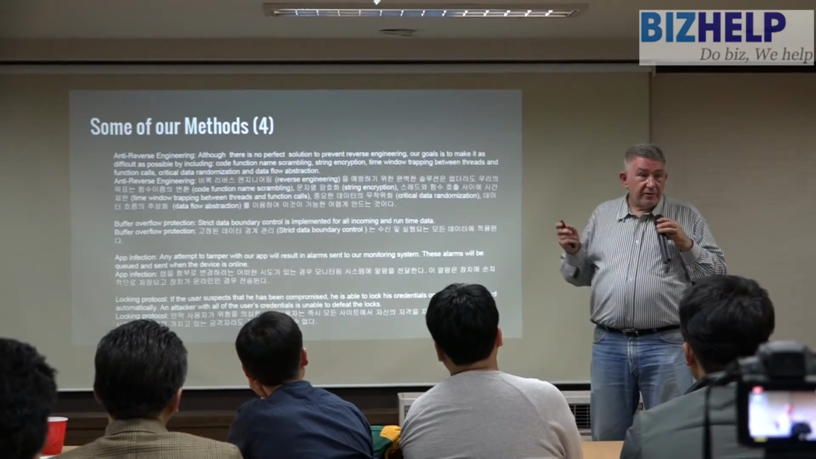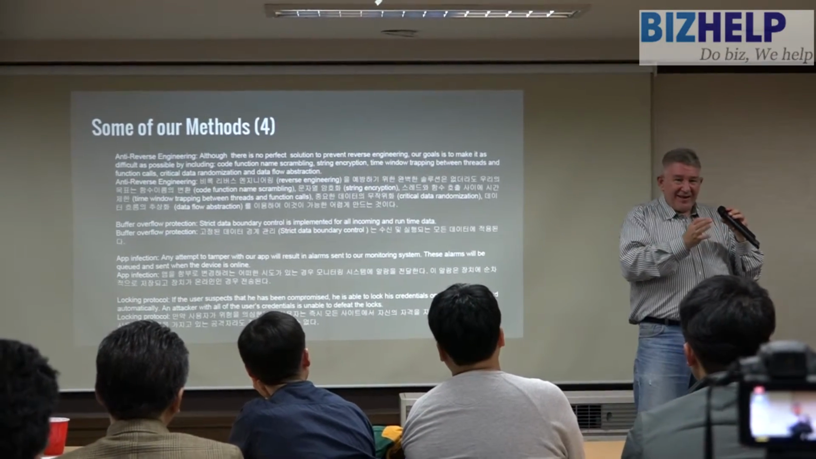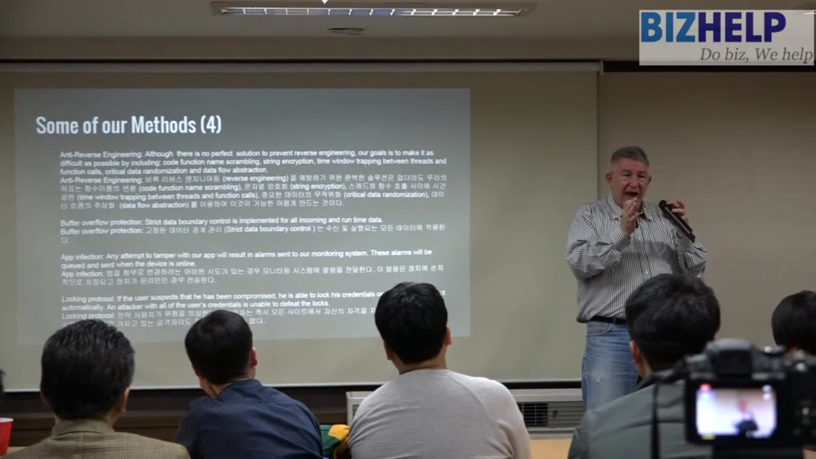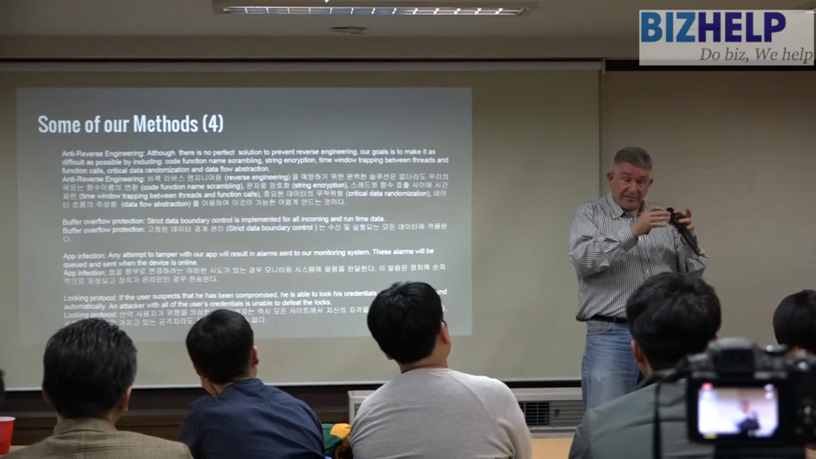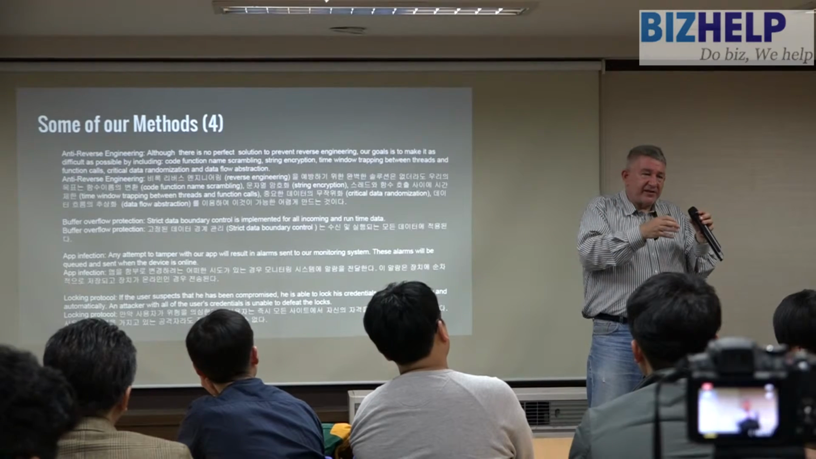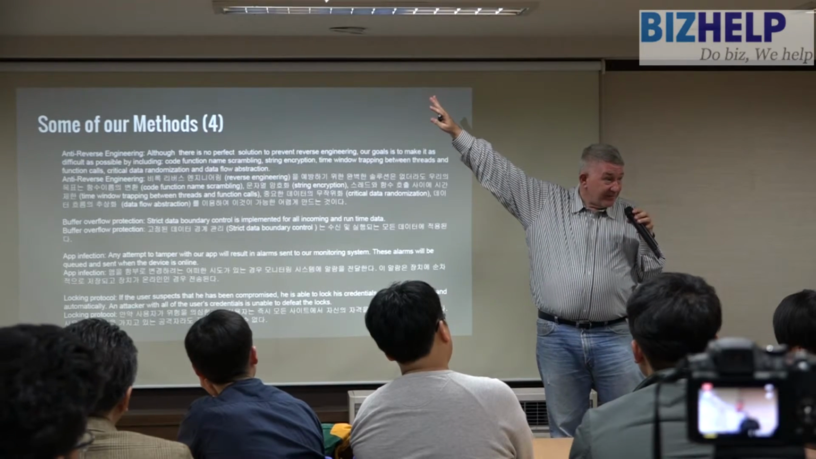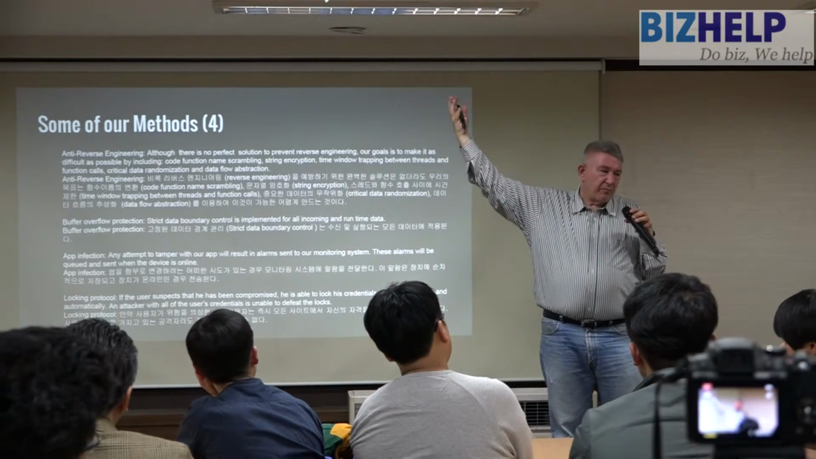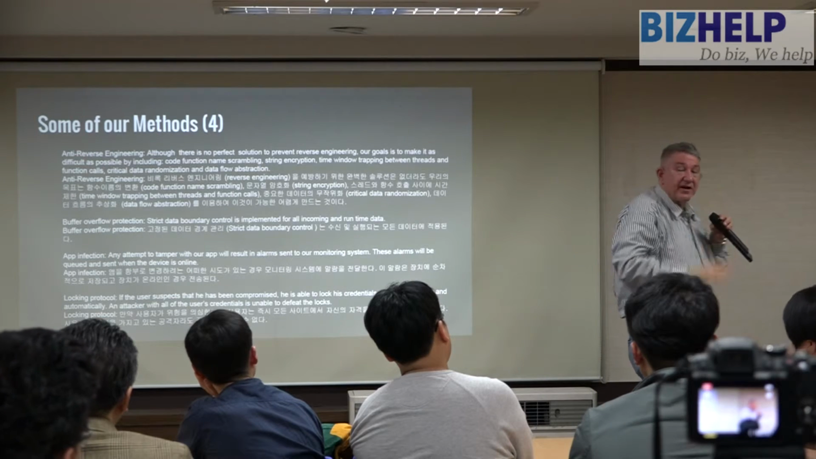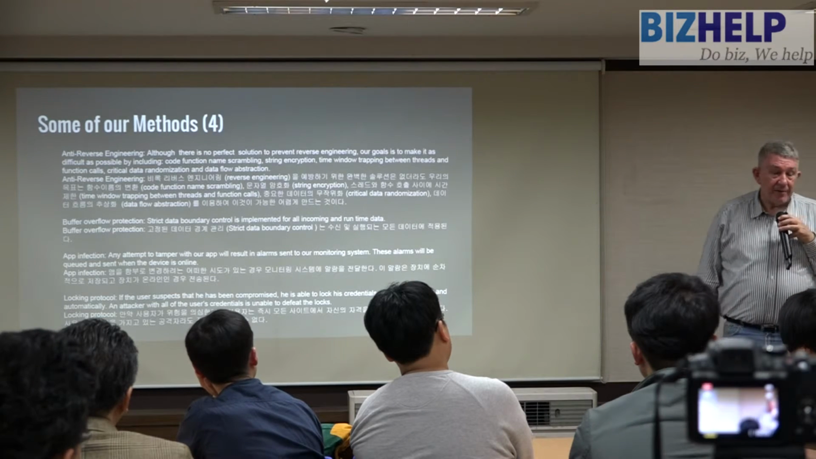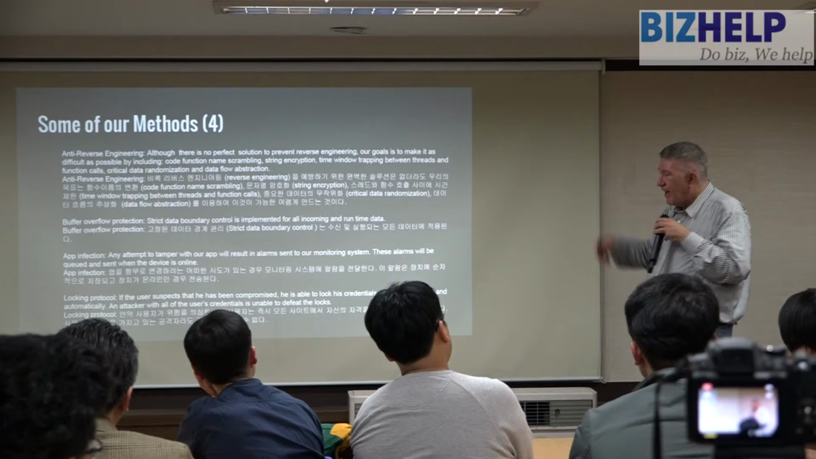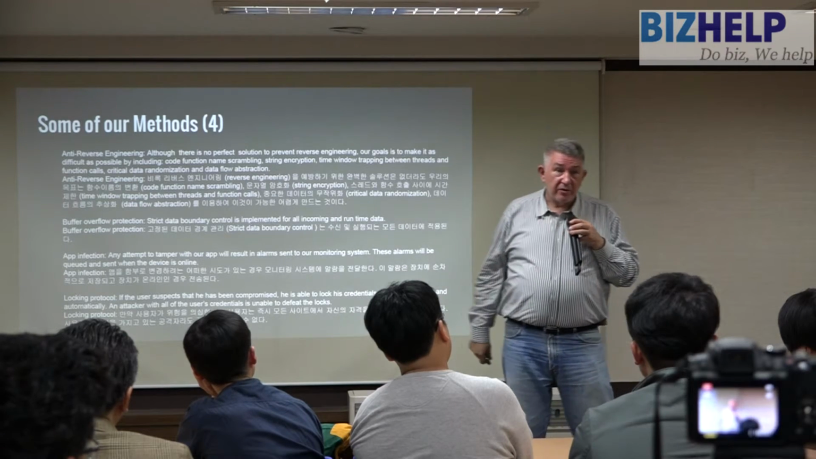One of the things we do in our app, any type of error in process flow and so on, the app generates an error and sends it to our server. So we can get some early warning if somebody's trying to hack on and play with our app. We can see exactly where in the code they're doing that.